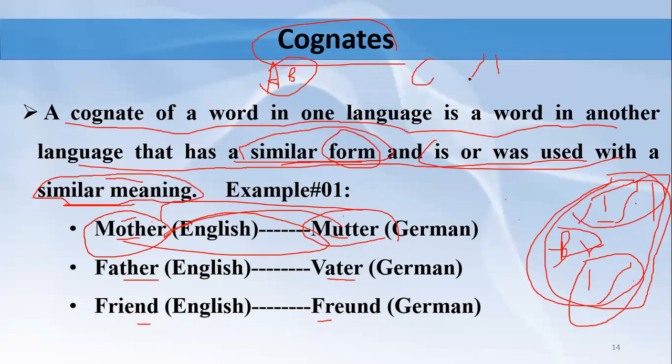So here we have a word in another language, language B, that is abrar. These two words are similar in terms of form, and these two words are similar in terms of meaning. So these two words are the cognates of each other. Is this clear? Yes, sir. Okay, any confusion?